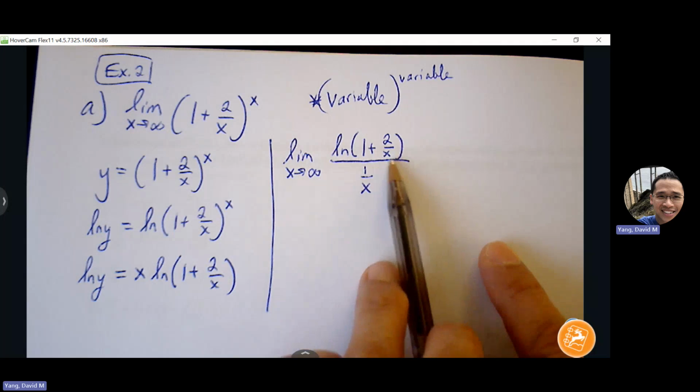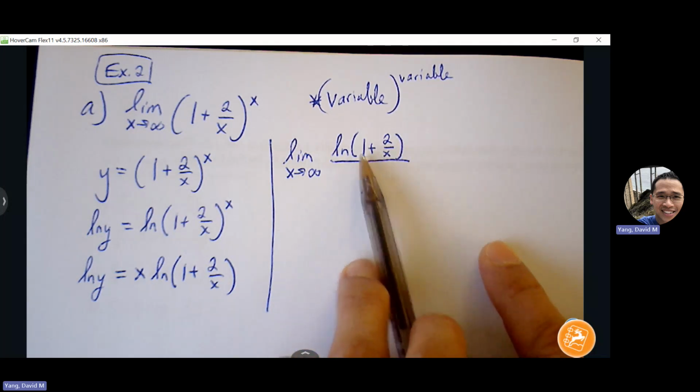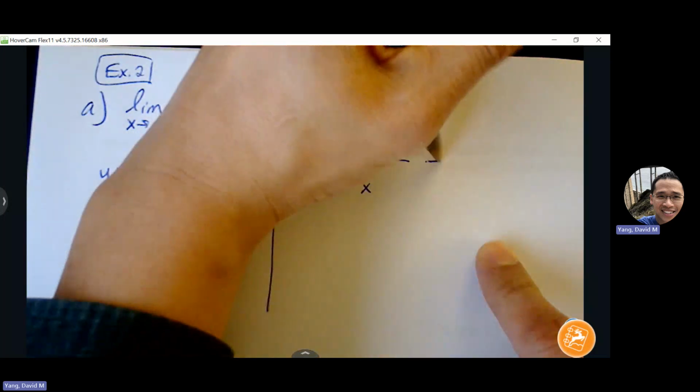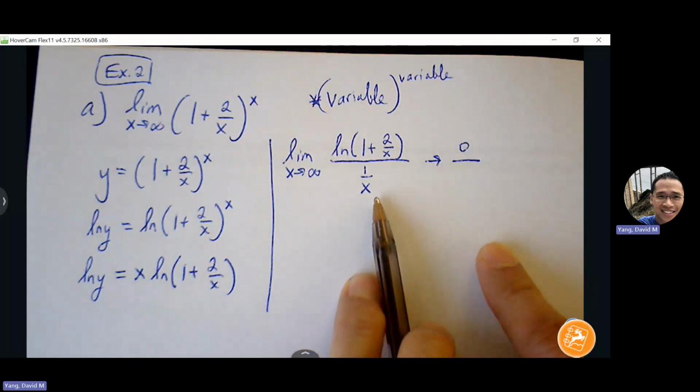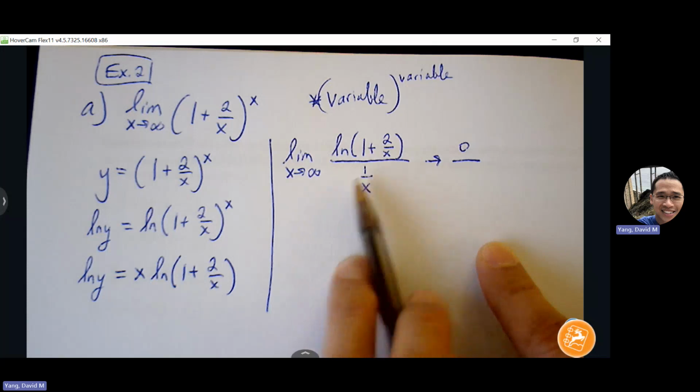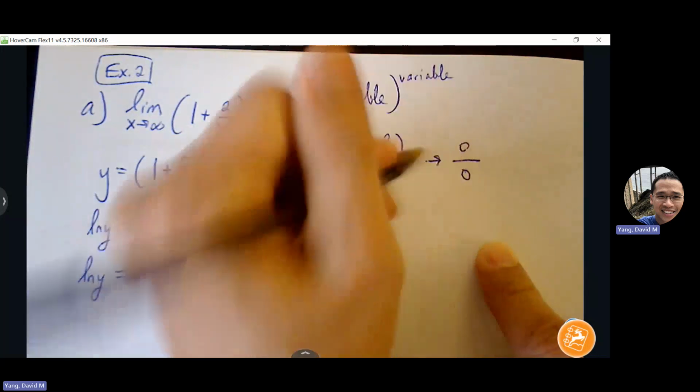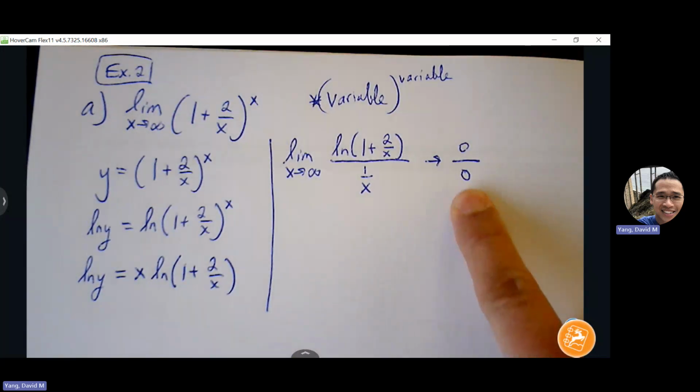you know that 2 over infinity is going to be 0, and 0 plus 1 is 1. Natural log of 1 is going to be 0, so the numerator is 0. Denominator, 1 over infinity, right? If my denominator is really, really large, then my fraction is really, really small. So 0 over 0, this is an indeterminate form that is allowing us to do L'Hopital's rule.